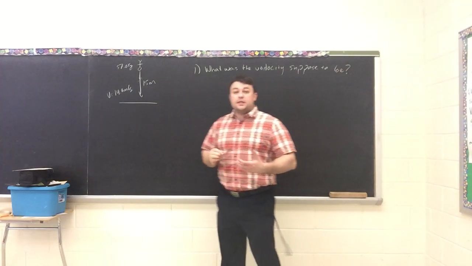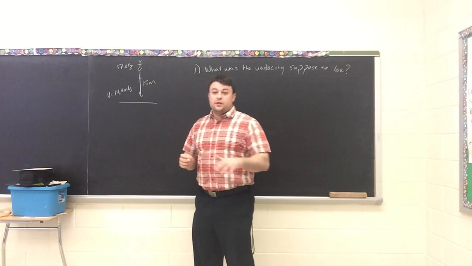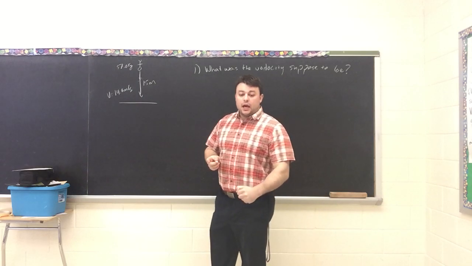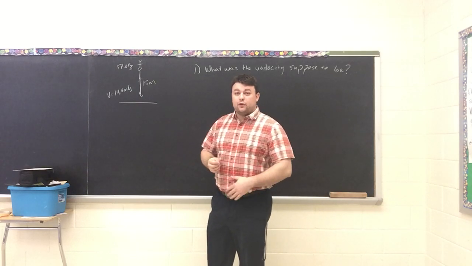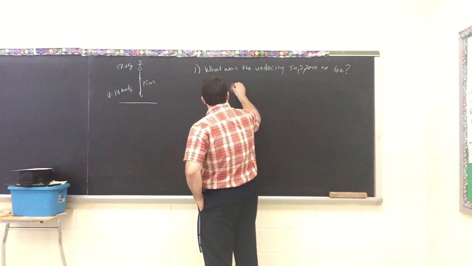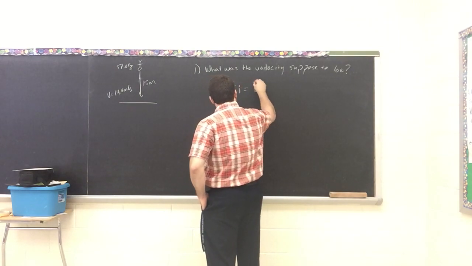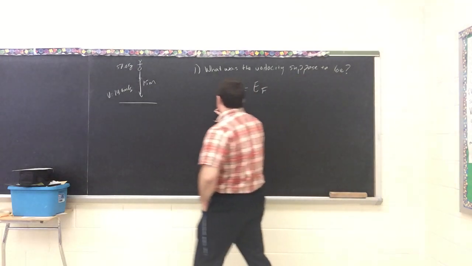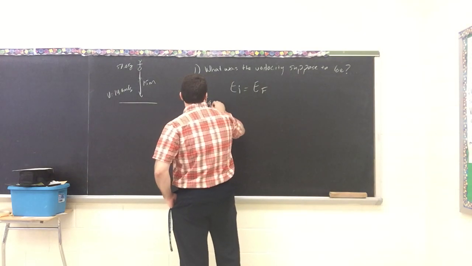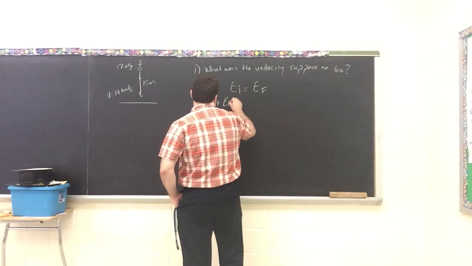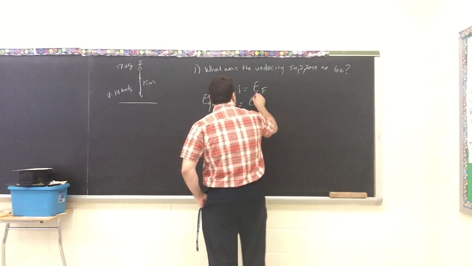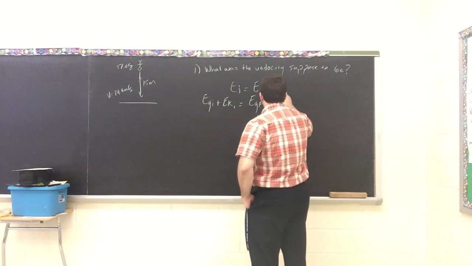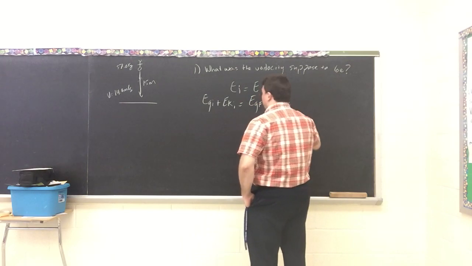Okay, so again, what was it supposed to be? And with all of these problems in this unit, we're always using energy. Eventually we may come back to a force formula, but we need to start with energy formulas. So energy initial equals energy final, so conservation of energy. Now the initial energy of the gravitational plus the kinetic equals the energy final of the potential plus the energy final of the kinetic.